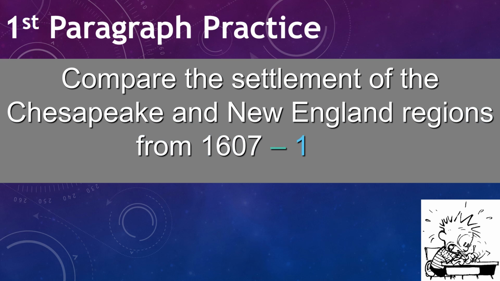This is an example of an essay prompt that you could possibly have for the first time period. It says, compare the settlement of the Chesapeake and New England regions from 1607 to 1740.